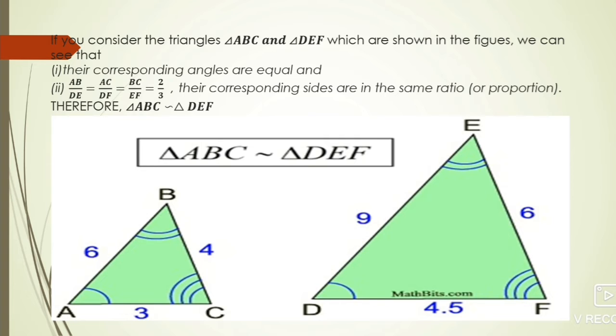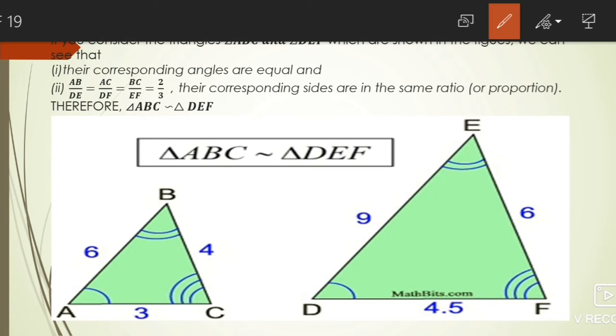If you consider the triangles ABC and DEF shown in the figure, we can see that their corresponding angles are equal, and AB by DE is equal to AC by DF is equal to BC by EF, equal to 2 by 3. That is, their corresponding sides are in the same ratio. Therefore, triangle ABC is similar to triangle DEF.